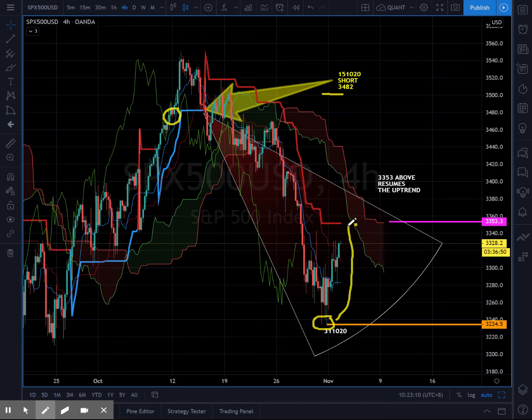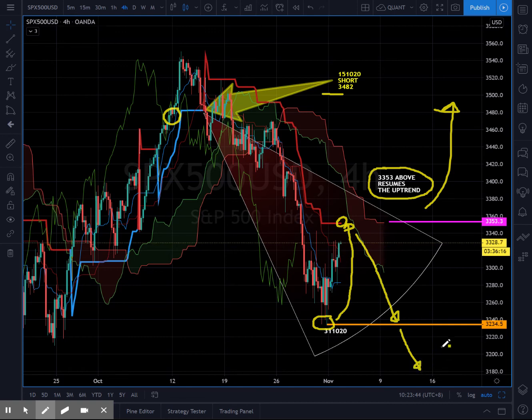recovery bounce to this particular area here where the super trend line is, and the level is at 3353. A trade or close above this particular region, 3353, will resume its uptrend on the short-term basis. A break below 3234 will lead to more downside.